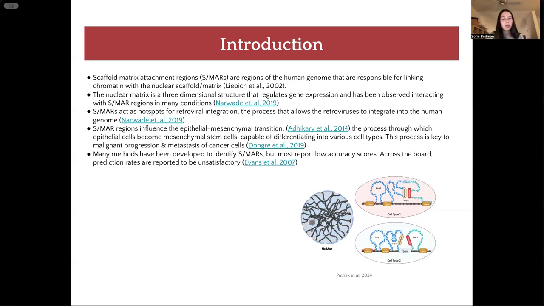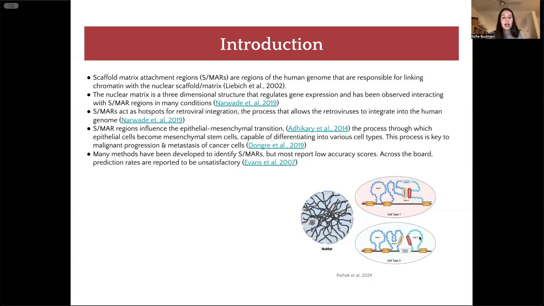2019. Despite their biological importance, most current methods for identifying SMARs are unreliable. Evans et al. report that prediction accuracy remains low across various computational tools. This inconsistency in detection is a key gap that our project aims to address using modern machine learning techniques such as ensemble learning.